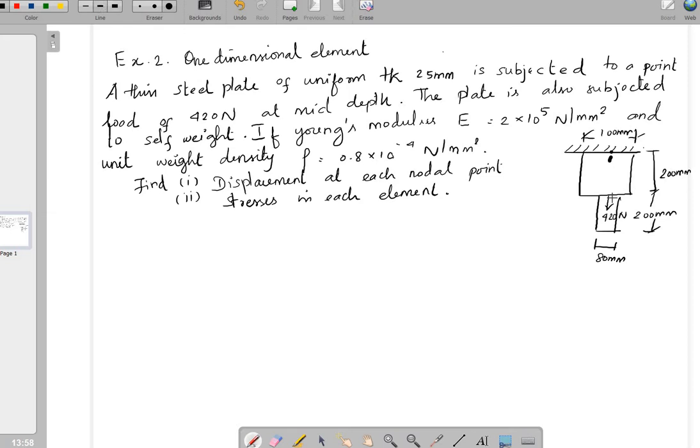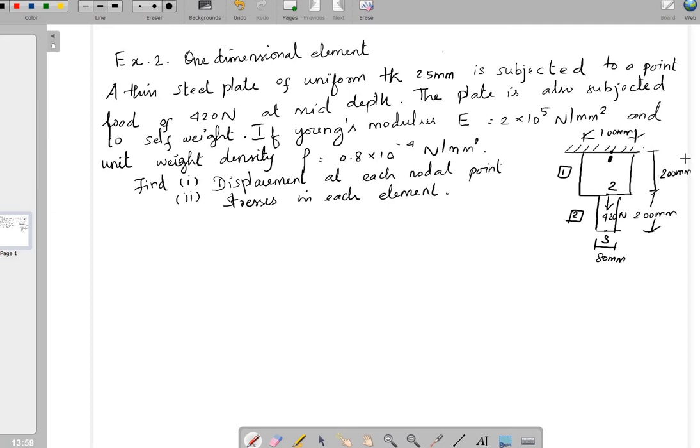So first we are going to assign the nodal numbers. So 1, here it is 2, bottom it is 3, and also the element number, this is the first element, here is the second element. So as the problem statement, 420 Newton is applied at the mid depth.